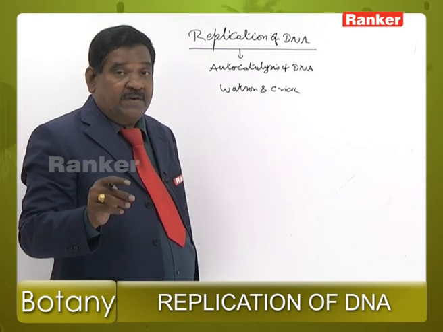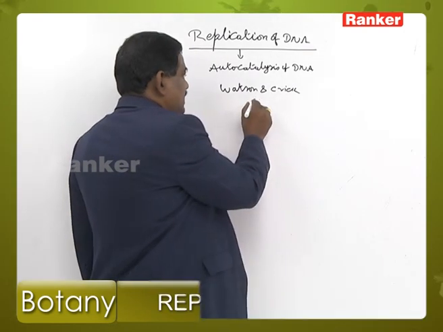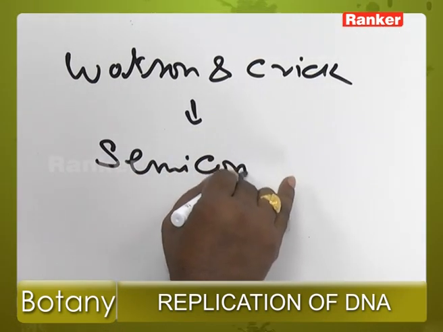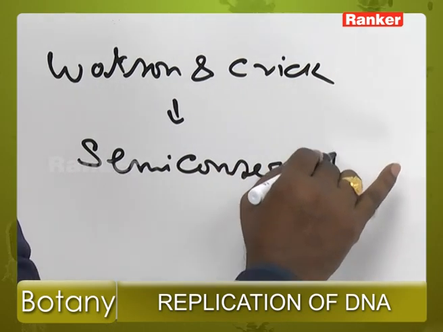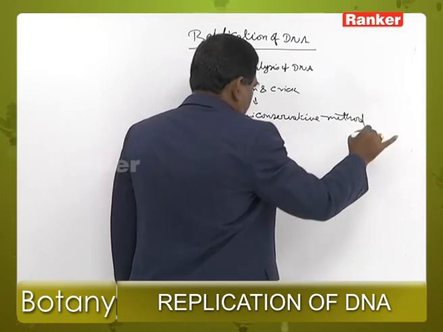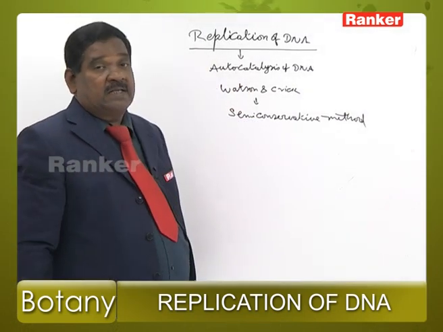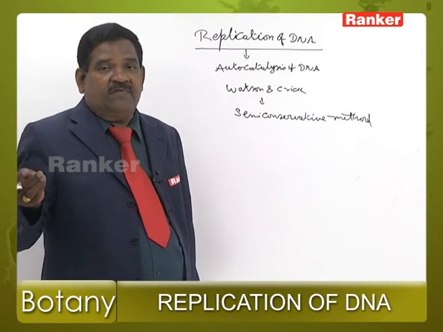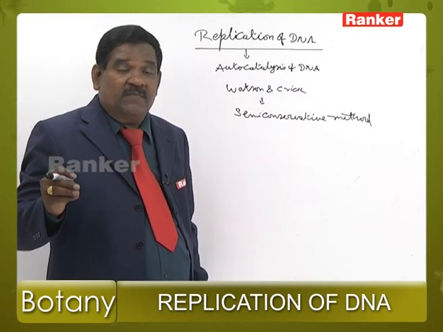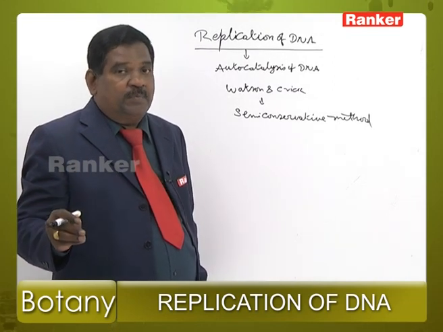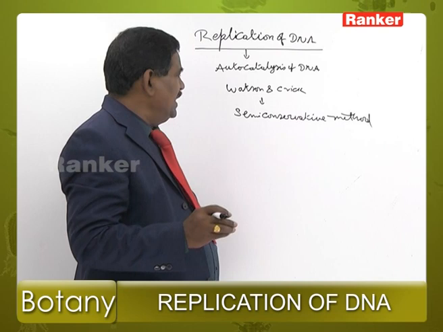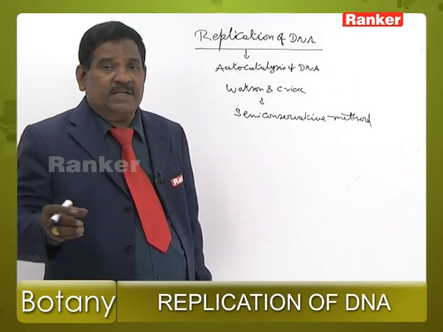This replication of DNA is a semi-conservative method, first proposed by Watson and Crick. They proposed the double helical model of DNA, and at the same time they also proposed the semi-conservative method of DNA replication. What is the meaning of semi-conservative?